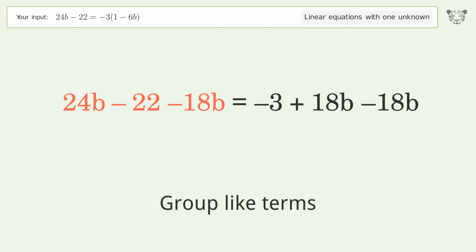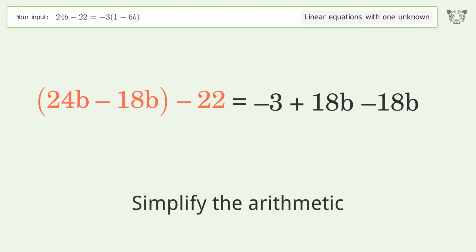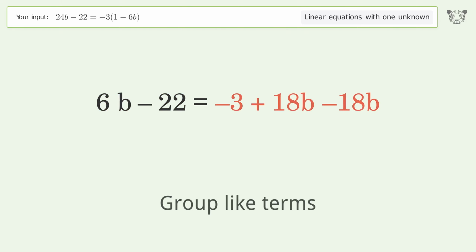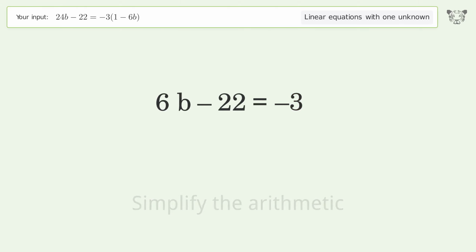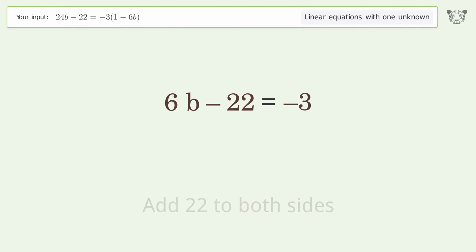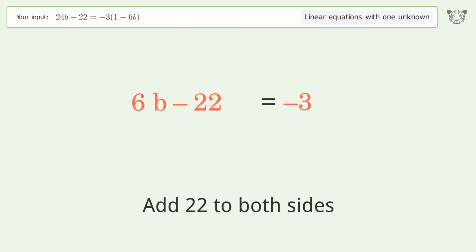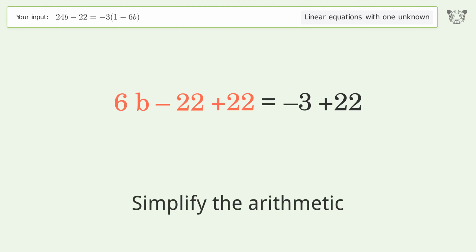Group like terms. Simplify the arithmetic. Group like terms. Simplify the arithmetic. Group all constants on the right side of the equation. Add 22 to both sides. Simplify the arithmetic.